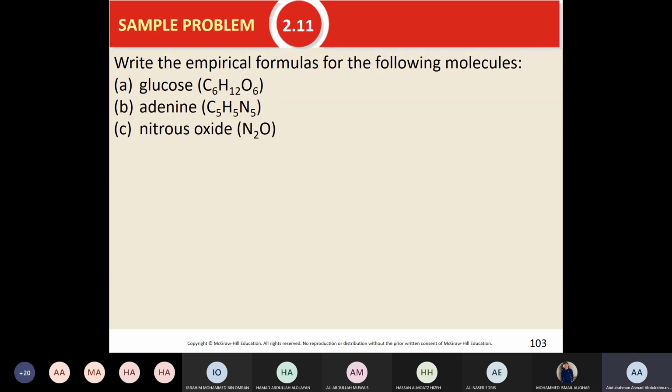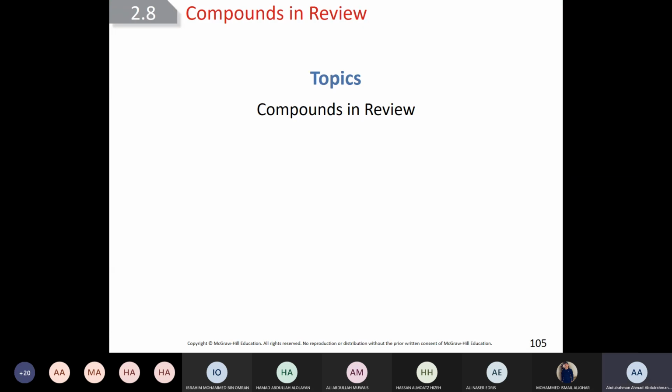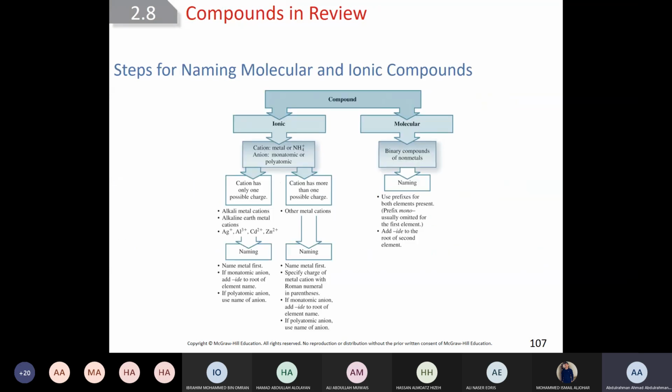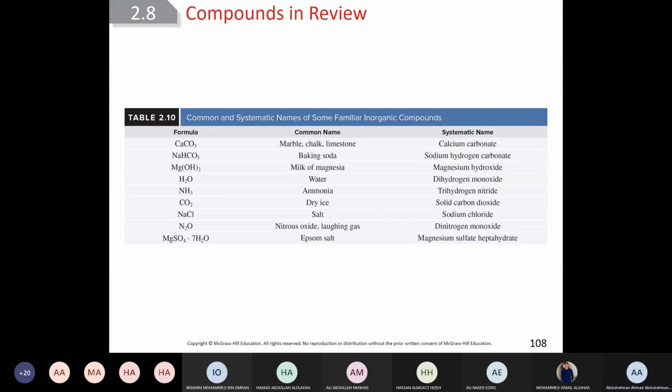Make the empirical formula for these compounds. What's the empirical formula for the first one? CH2O. How about the second one? CHN. How about the third one? The same. Exactly. Very good. Okay, so this one, 2.8, is also not required.